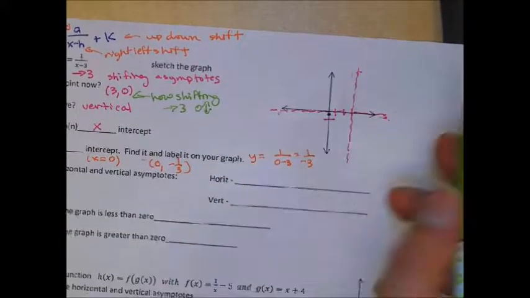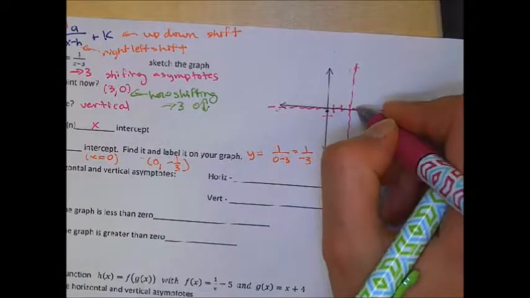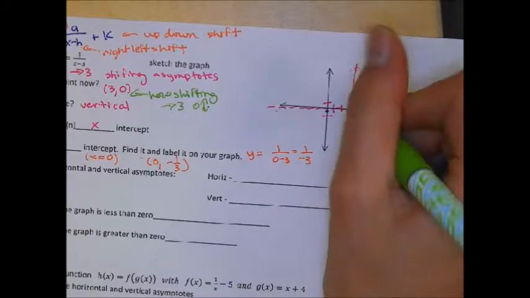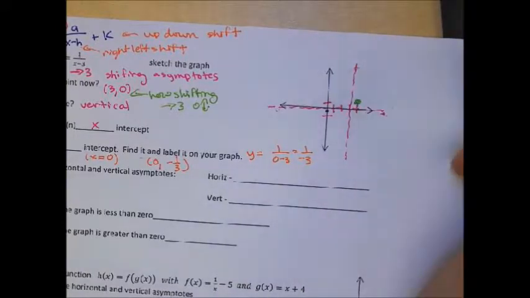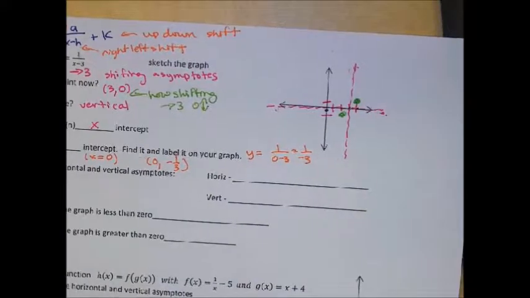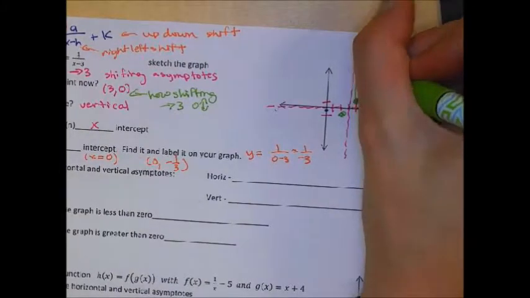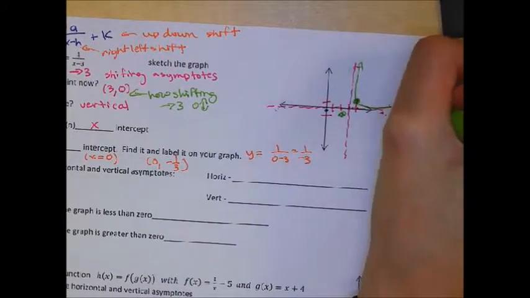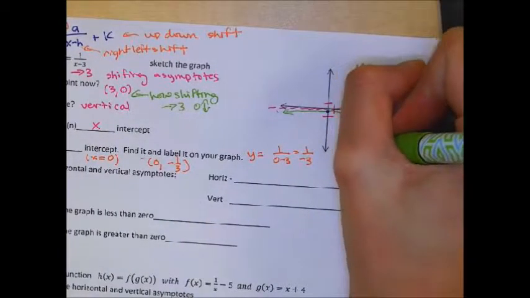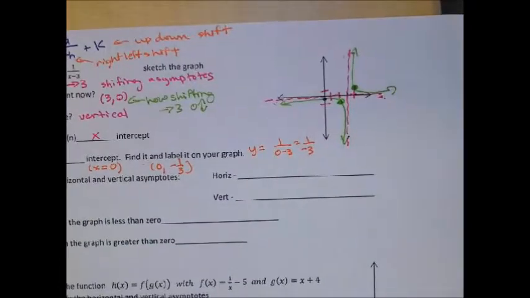So we're going to have a point 1 to the right, 1 up. And then we have a point 1 to the left, 1 down. And then we can just hug the curve. Make sure you go through that y-intercept. Like such.